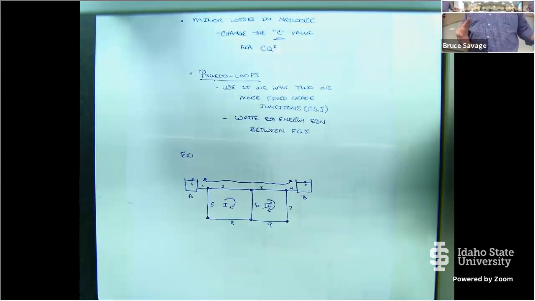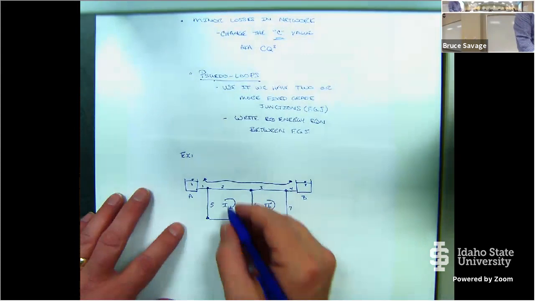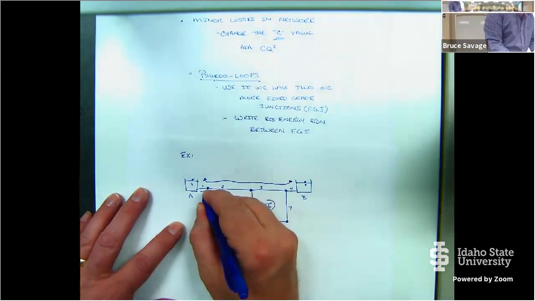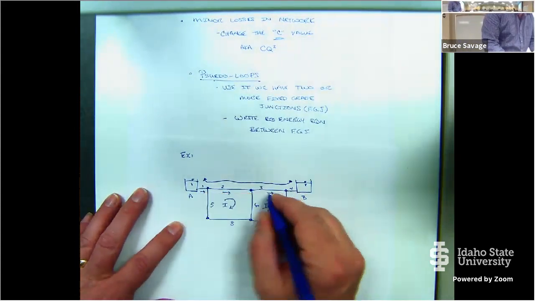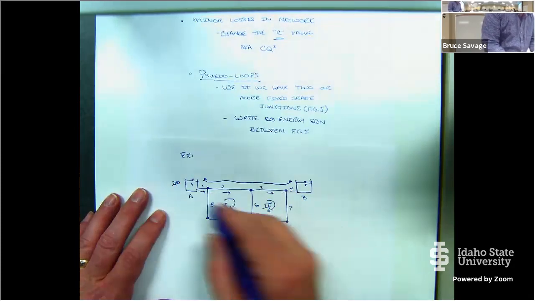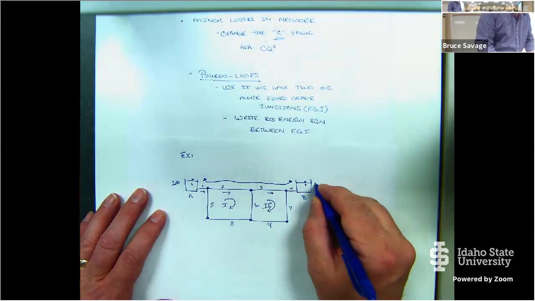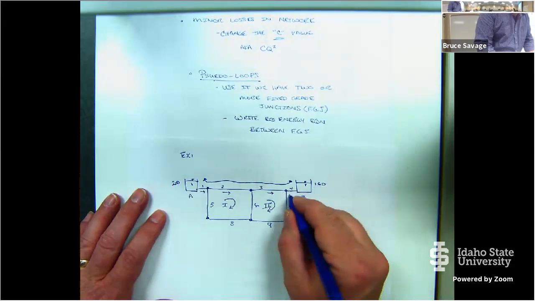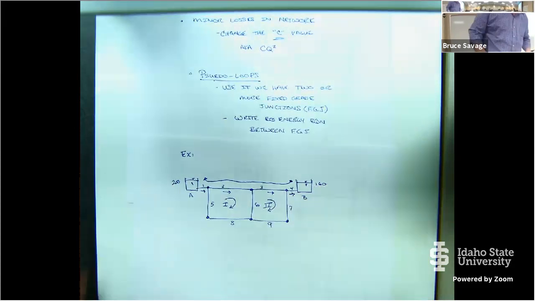But the path does not matter. What matters is that I get my sign correction correct. So I'm going to assume some directions on my flows. I'm going to assume that reservoir A is higher. I don't know, we'll put that at 200. The other one over here we'll put at 160. So I'm going to assume that reservoir A is feeding reservoir B. It doesn't have to be that way. It could be that A and B are feeding my whole system.